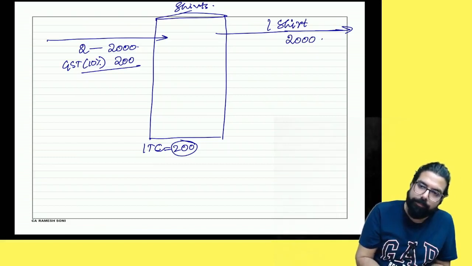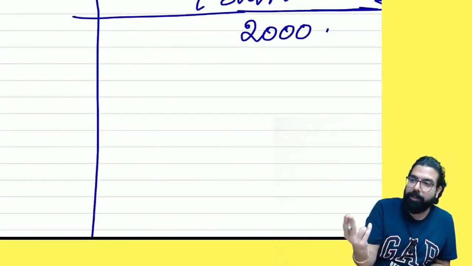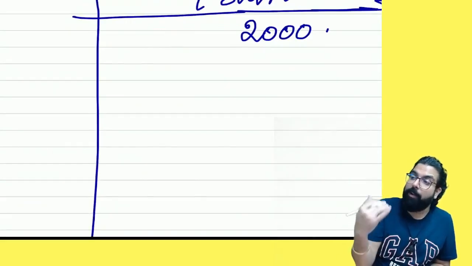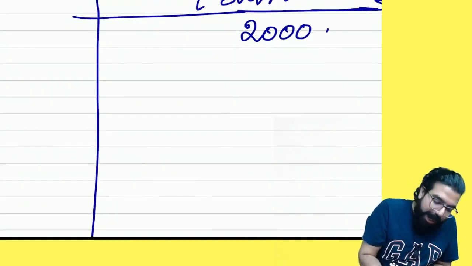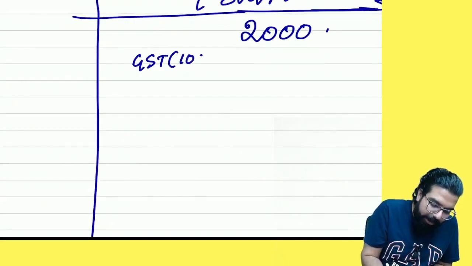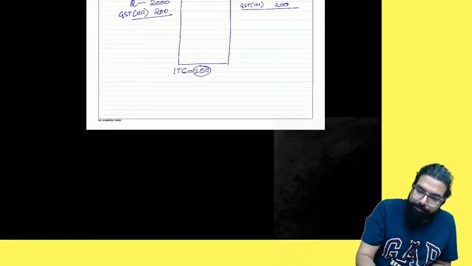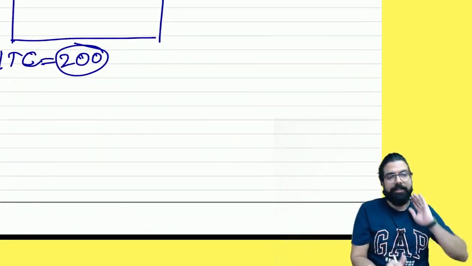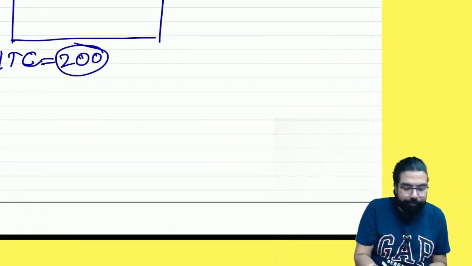2000. Double profit I did. Okay? How much was my cost? 1000. Profit I made 1000 and I sold one shirt for 2000. Now I'll charge GST. How much GST? Anyone, any doubt till here? Can you tell me, after selling this shirt, what will be my calculation?